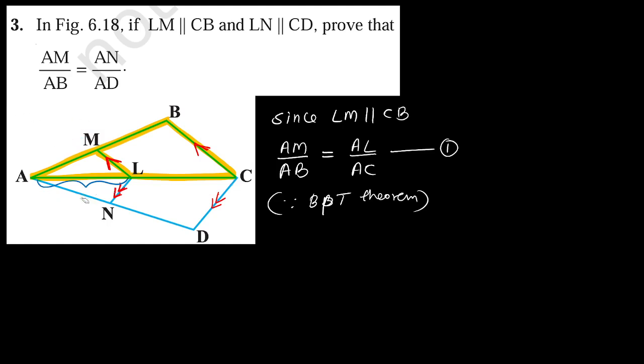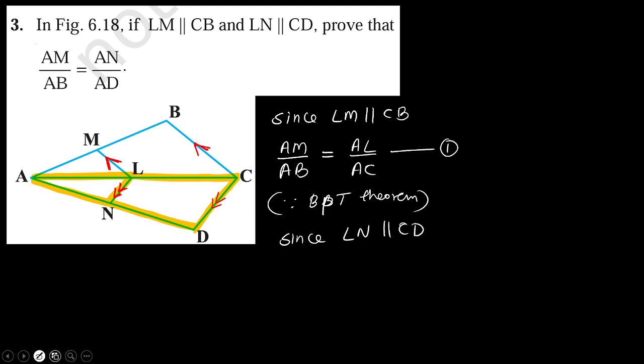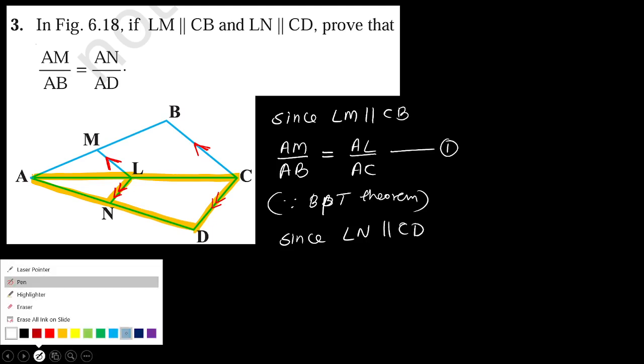Okay. Now there is another triangle on the other side. Can you see another triangle here having parallel sides? Yes. Consider only this highlighted triangle. The steps are very, very important. You write the required steps. Since LN parallel to CD, given in the question, I can take the left side ratio equal to the right side ratio.